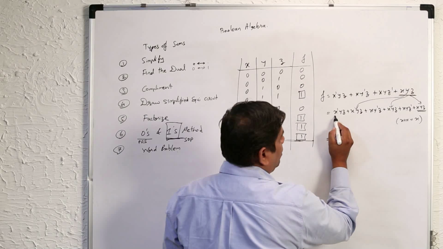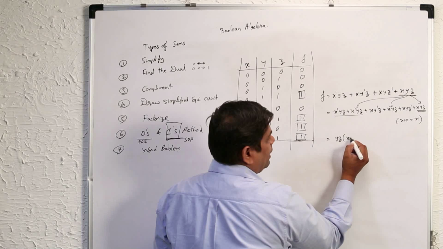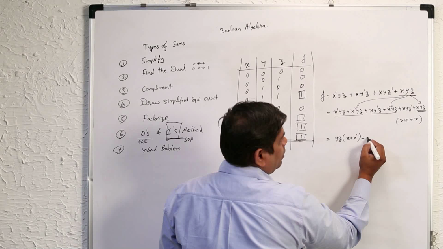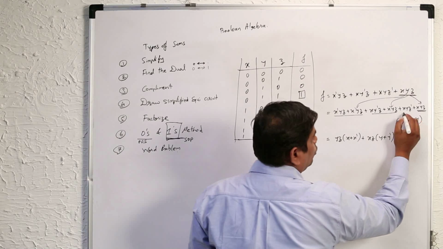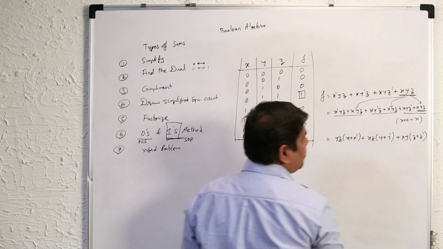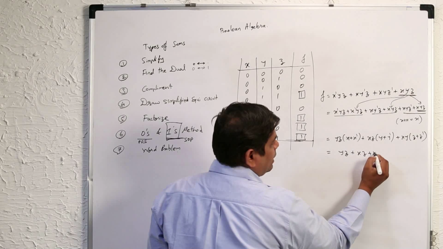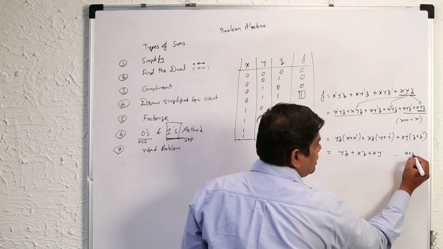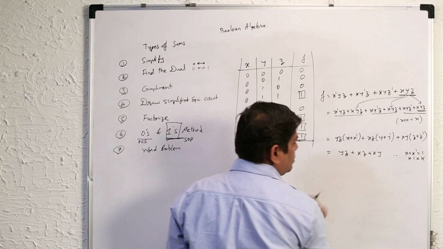Next objective is to take yz common from the first, and you get x plus x dash. From the next two, you can take xz common, you get y plus y dash, and from the last two, you must take xy common and you get z plus z dash. So the final answer is yz plus xz plus xy. Don't leave this as the answer, because here we write the property x plus x dash is going to be 1, and x dot 1 is going to be x.